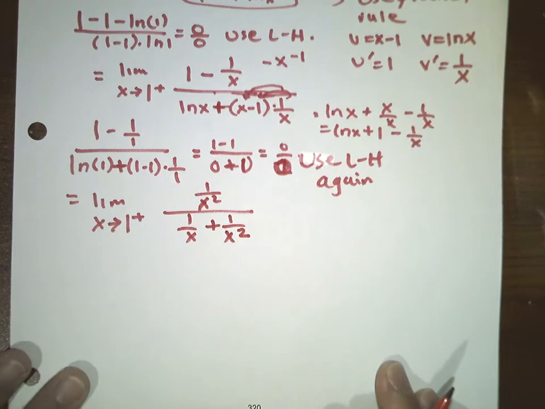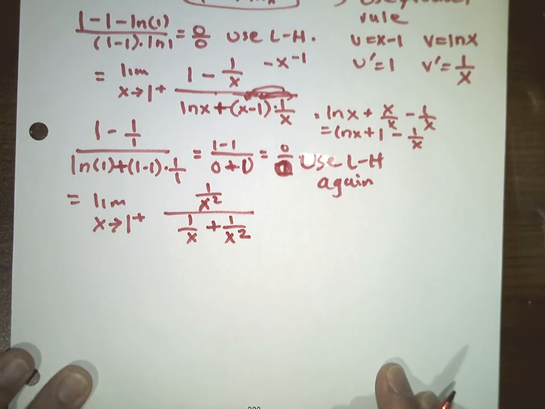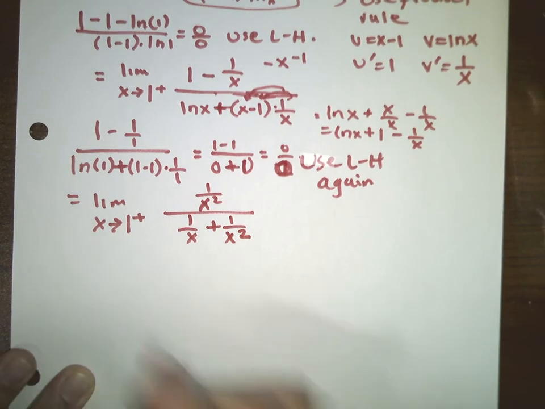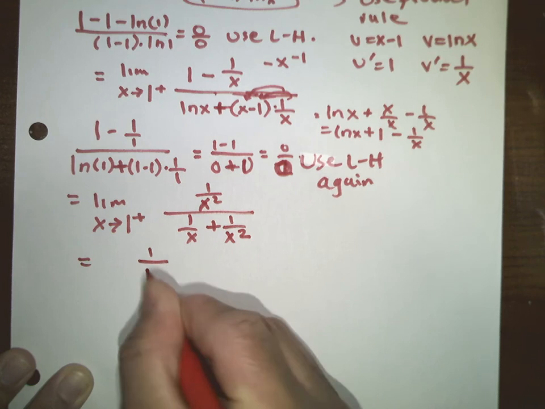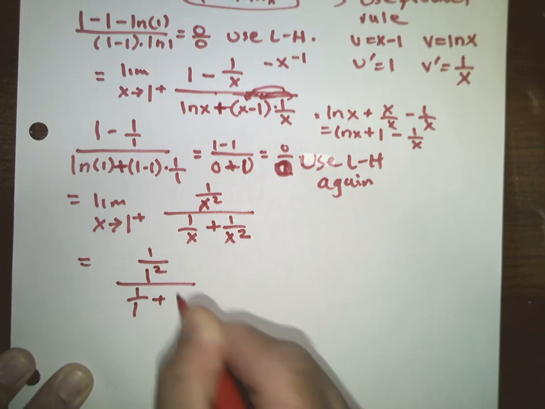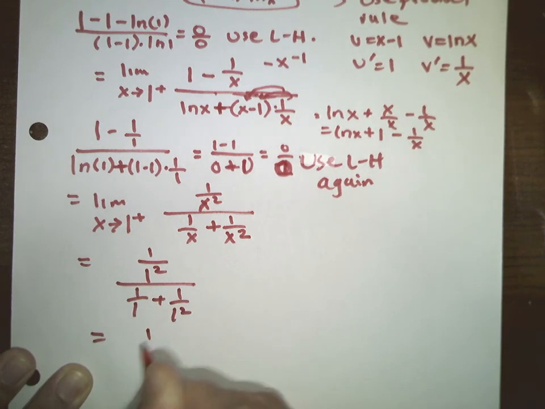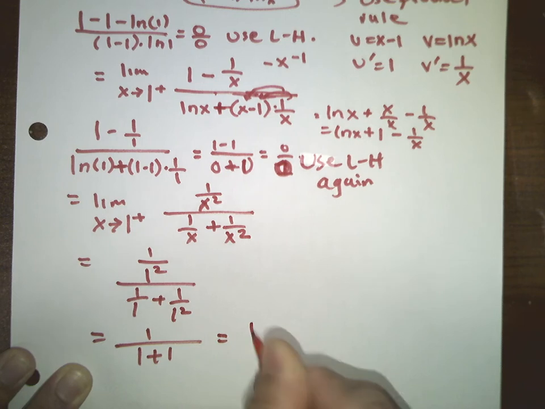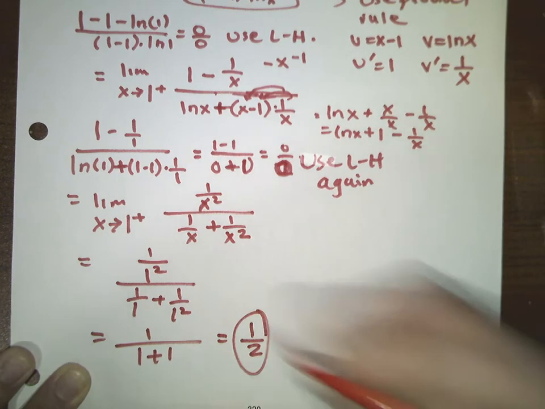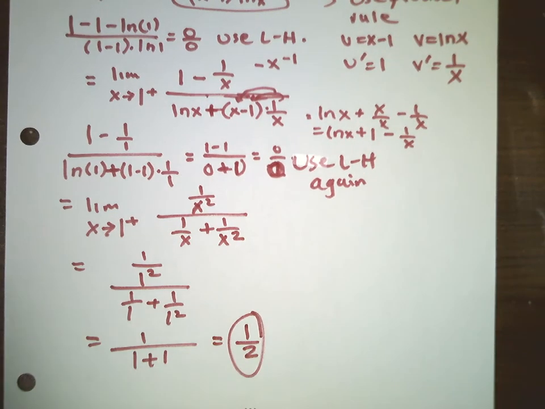So now, what do I see here? Well, I can just substitute the 1 now. So I have 1 over 1 squared over 1 over 1 plus 1 over 1 squared. So it's 1 over 1 plus 1. So it's 1 over 2. All right, 1 over 2. So that limit is equal to 1 over 2.